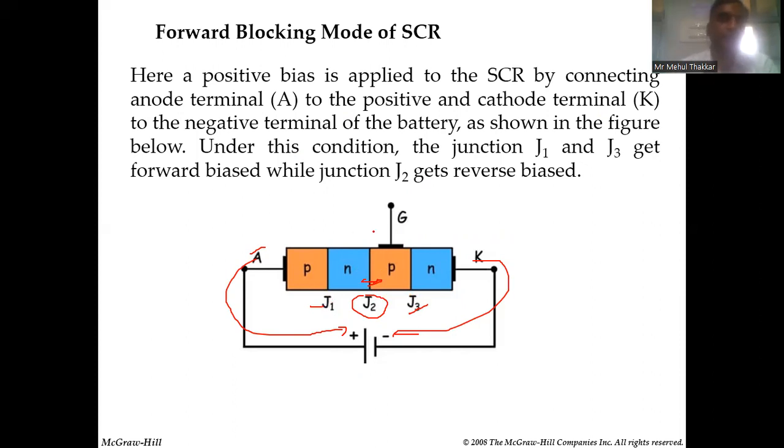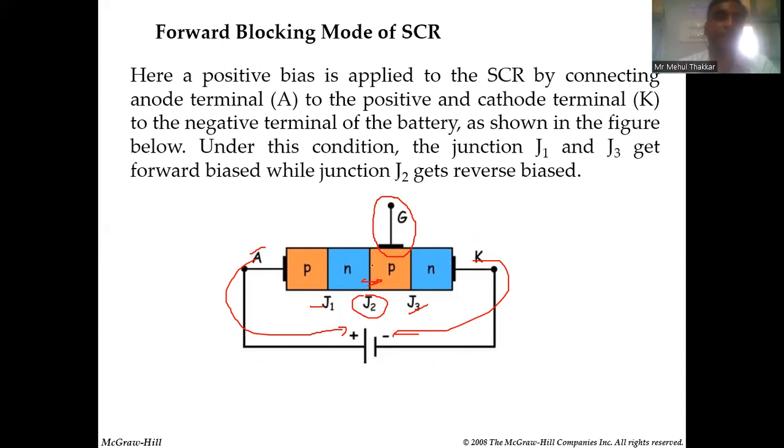Another way is you apply some voltage over here on the gate terminal, because the gate terminal is connected with the P type material. So if you apply some positive voltage over here, you make this junction more positive compared to whatever negative voltage it is facing from the J1 and J3 side.